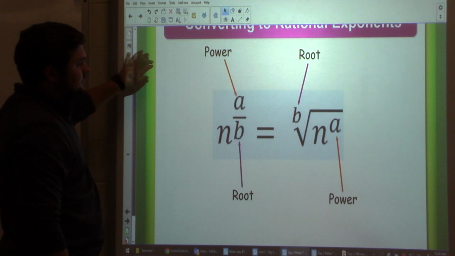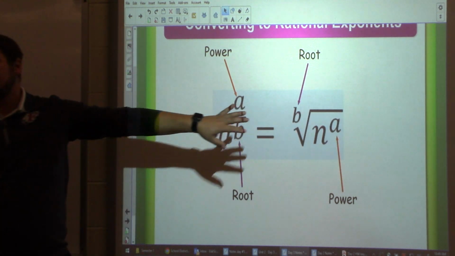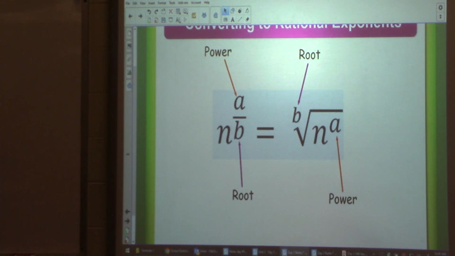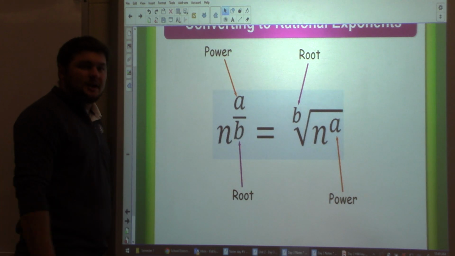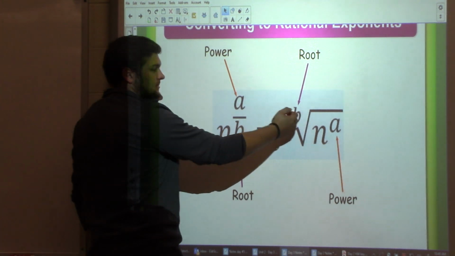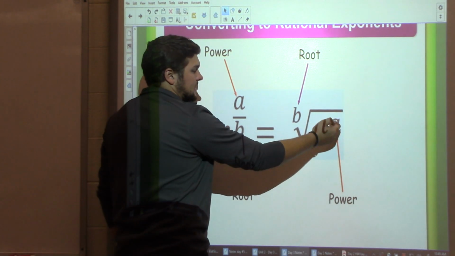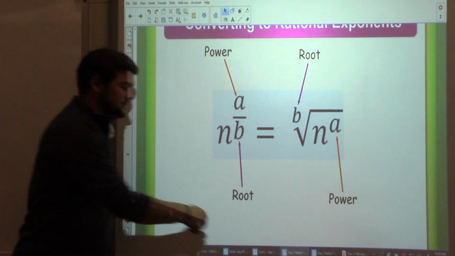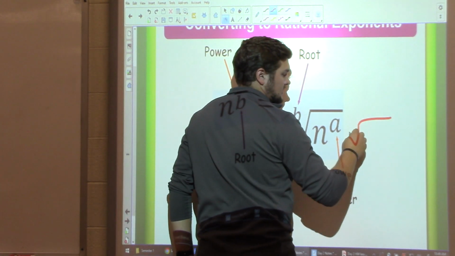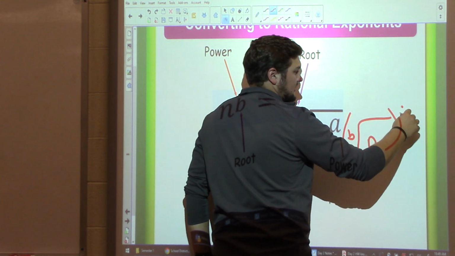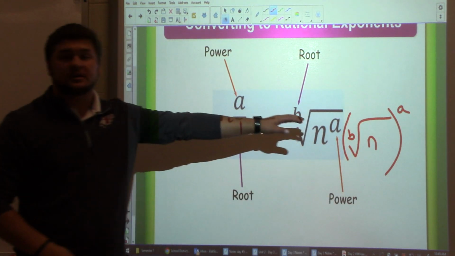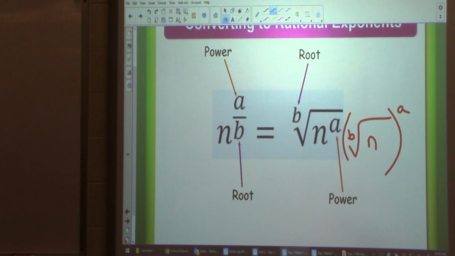First and foremost, same thing we did on Friday that you should have watched the video and seen. If I have a rational exponent or a fractional exponent, I have a numerator and a denominator. When I change it to a radical, the denominator becomes the root, the numerator becomes the power. It is also written n to the b root with a power of a. Either one of those works. They mean the same exact thing.